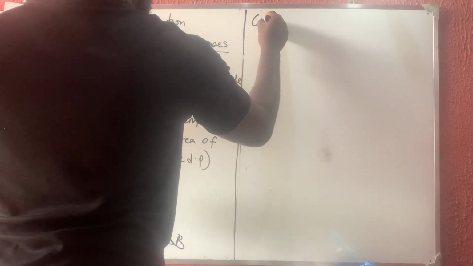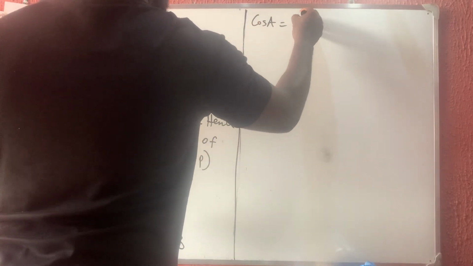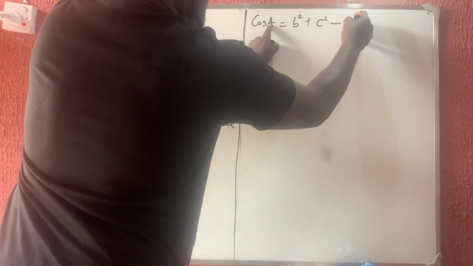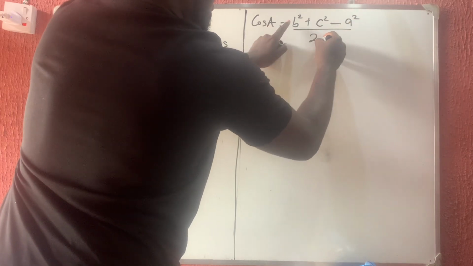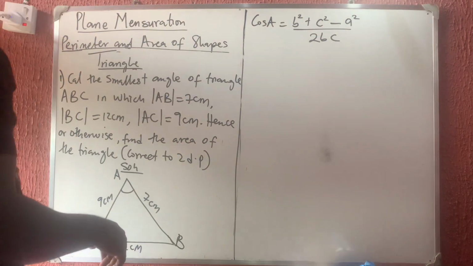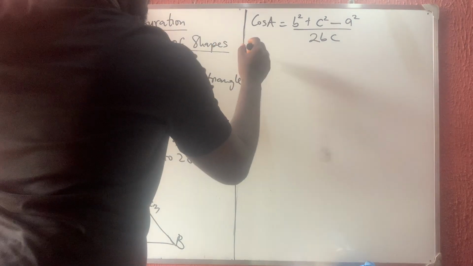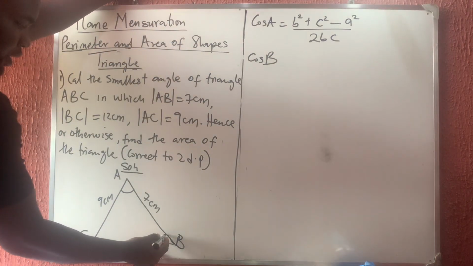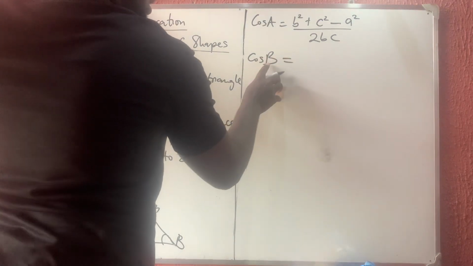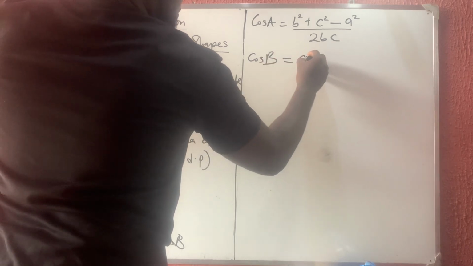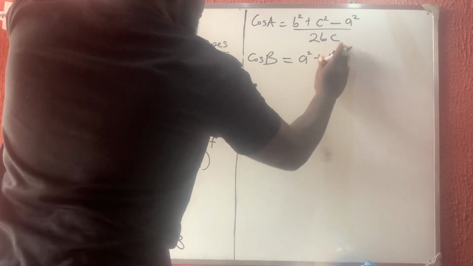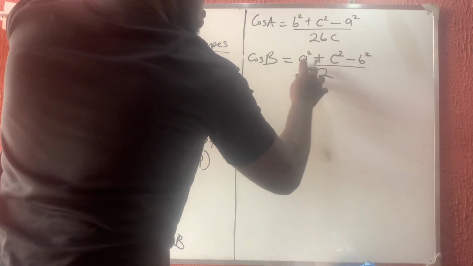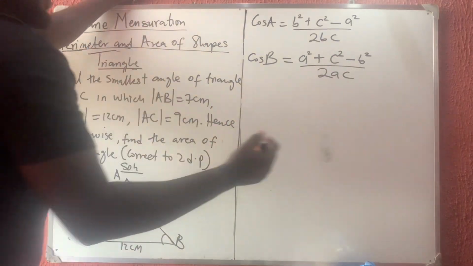Which says that cos A is equal to B squared. Since it is A, I'm going to start with B squared plus C squared, then the A comes with minus A squared, all over 2 the same B the same C. That's how I remember the formula. So if it is for B, let's see how it will look. Cos B, if you are looking for this angle B: since it is B, I'll start with the other sides. So A squared plus C squared, then the B comes with minus B squared, all over 2 the same A the same C. It's not difficult to remember.